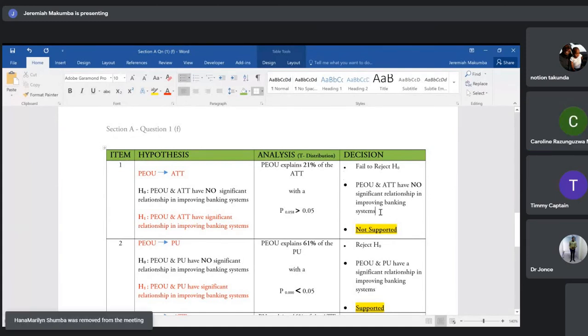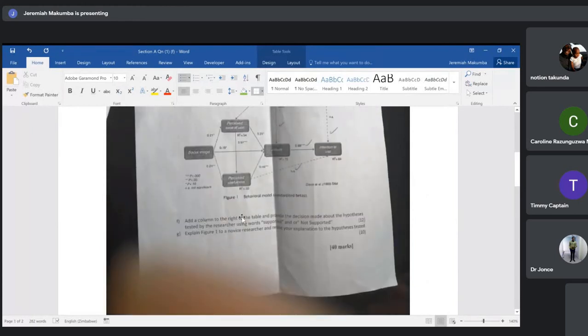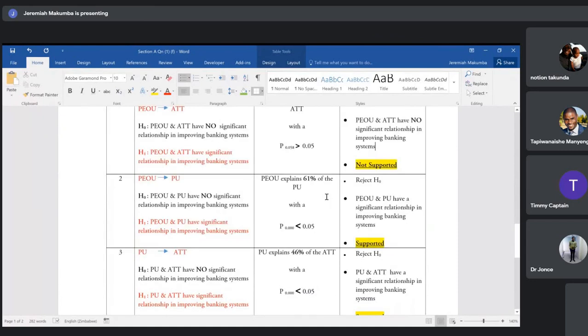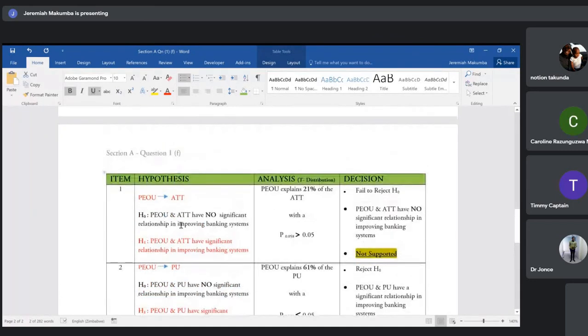Right. All this was just displaying how I've come to the decision. But our question is just saying, add a column to the right of the table and provide the decision made about the hypothesis tested by the researcher using the words supported and or not supported. So the words required here are supported or not supported, which are the ones I've highlighted in yellow. So under this row, we will say not supported. I think you've seen where I'm coming from.